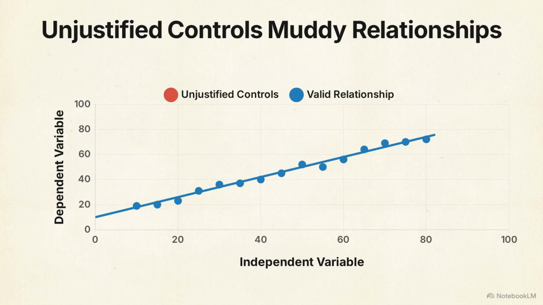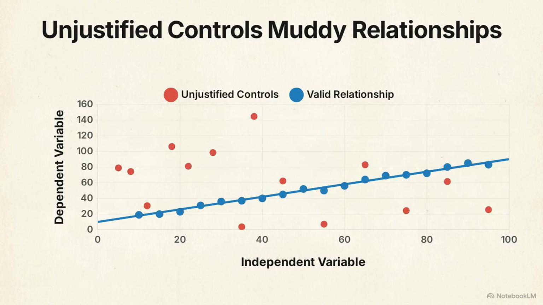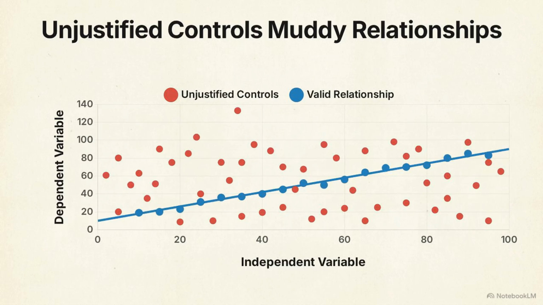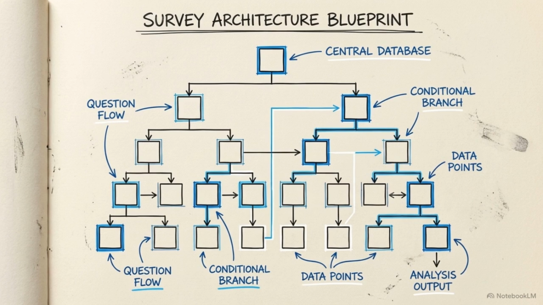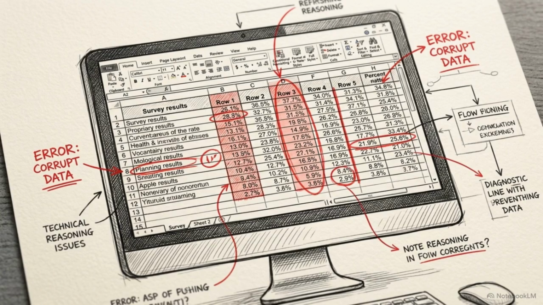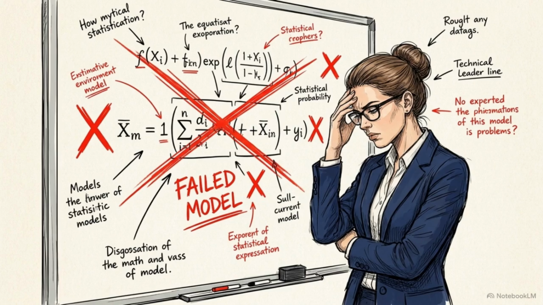Throwing in unjustified variables as controls threatens the internal validity of your study by muddying the actual relationships you want to measure. Professional survey architecture demands a different standard. You must mathematically and theoretically justify every single variable included in the instrument. A bloated survey design compromises your data integrity. It weakens your statistical analytical models from the ground up.